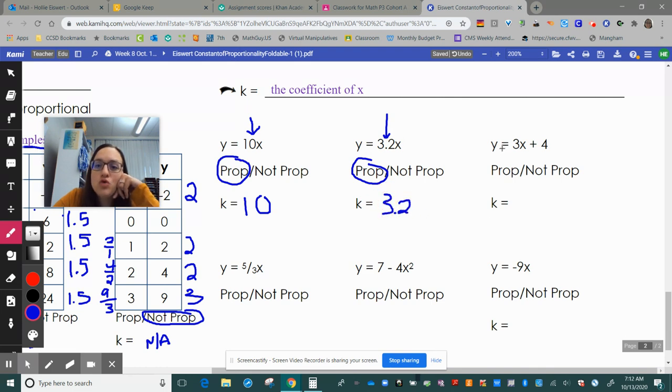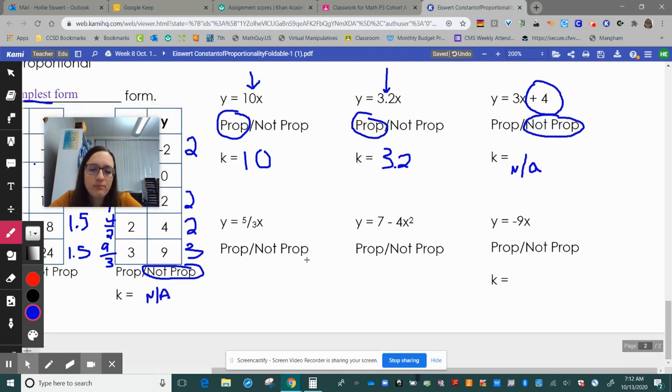Ta-da! Ooh, this one, we have y = 3x + 4. That is slope-intercept form, but not proportional. We don't want any extras over here. Why is it not proportional? Because of this. We don't want any numbers being added or subtracted to it. So we do not have a constant of proportionality. We do have a slope, but not a constant of proportionality.